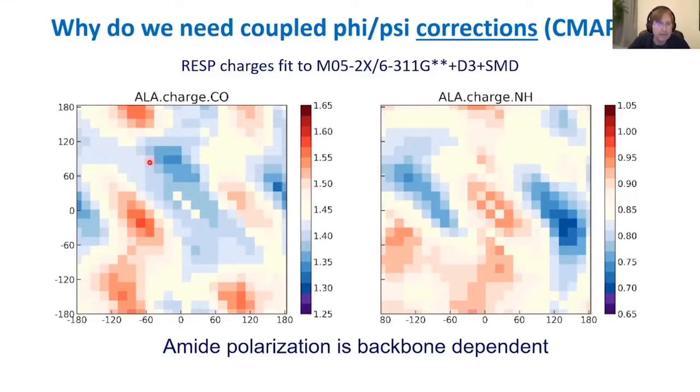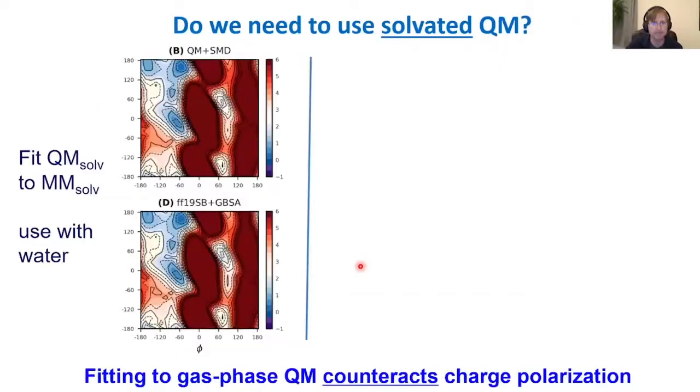And you can see all of these diagonal features. Here's the carbonyl, here's the NH, these are both the backbone amides. And as you vary phi and psi, there's coupling between these. And so the polarization of the backbone should be backbone dependent. And as we heard in the last session from all of our polarizable charge models, that's a better way to do things. But in the absence of that, this is one of the reasons, these interactions between these amides as you vary the backbone conformation, that we think we need these coupled corrections, so that at least in a fixed charge model kind of way, we can include some of these interactions into our dihedral parameters. And so that's why we're using the CMAPs.